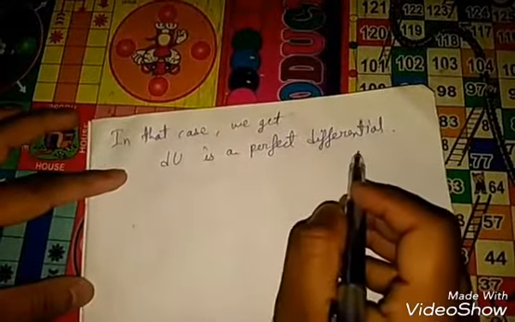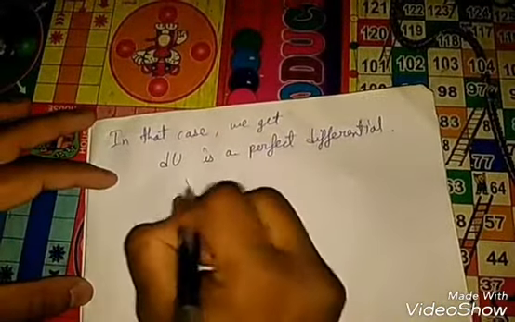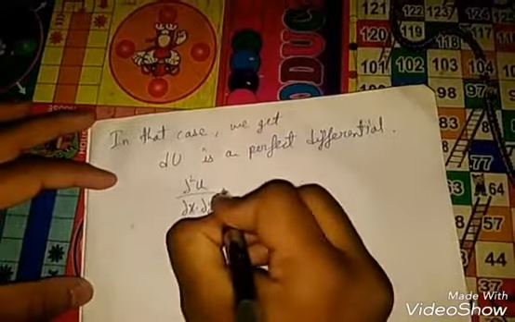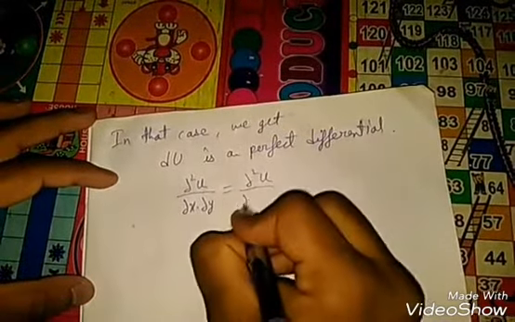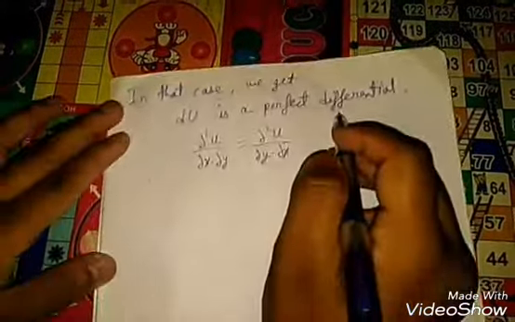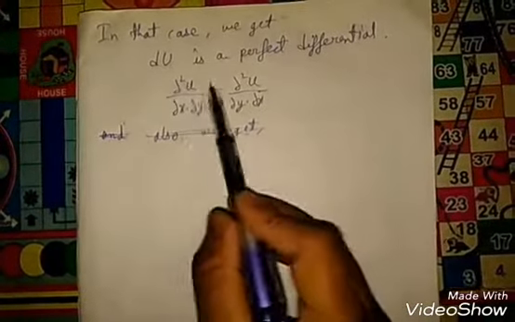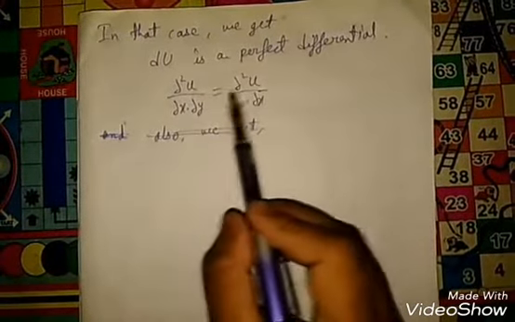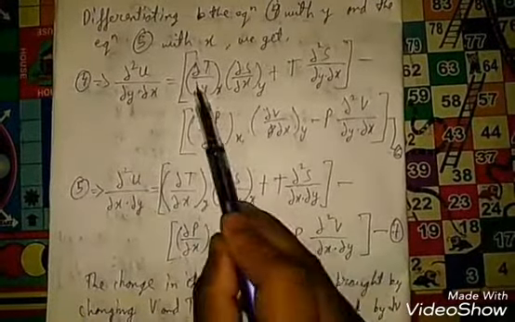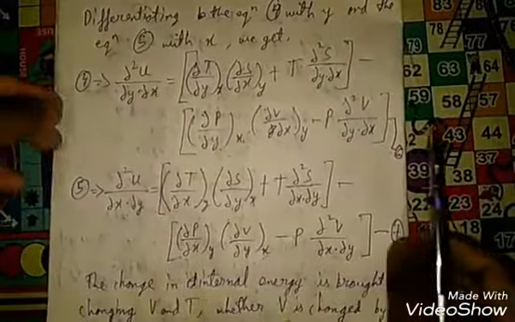So if du is a perfect differential, then we know that del square u by del x into del y is equal to del square u by del y into del x, since it is a perfect differential. Now here, as we got del square u by del x into del y is equal to del square u by del y into del x. So from equation 6 and equation 7 we saw that the left hand side is equal, hence we can say that the right hand side is also equal.